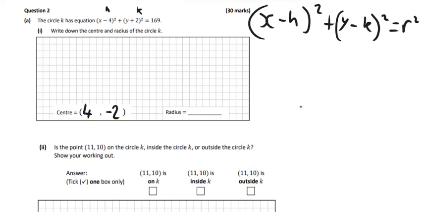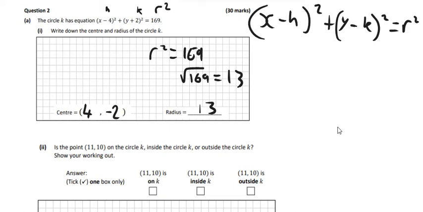And then for the radius, the 169 has to be r squared. So r squared is 169. Then you find the square root. The square root of 169 is 13. So the radius is 13 here.